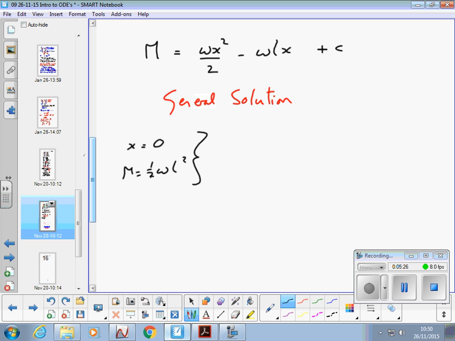So I can put them into this general solution. m equals a half wL squared equals, when x is 0, so the first two terms are gone, see, so it automatically gives us what c is, because the other two terms in there will both be 0 if x is 0.